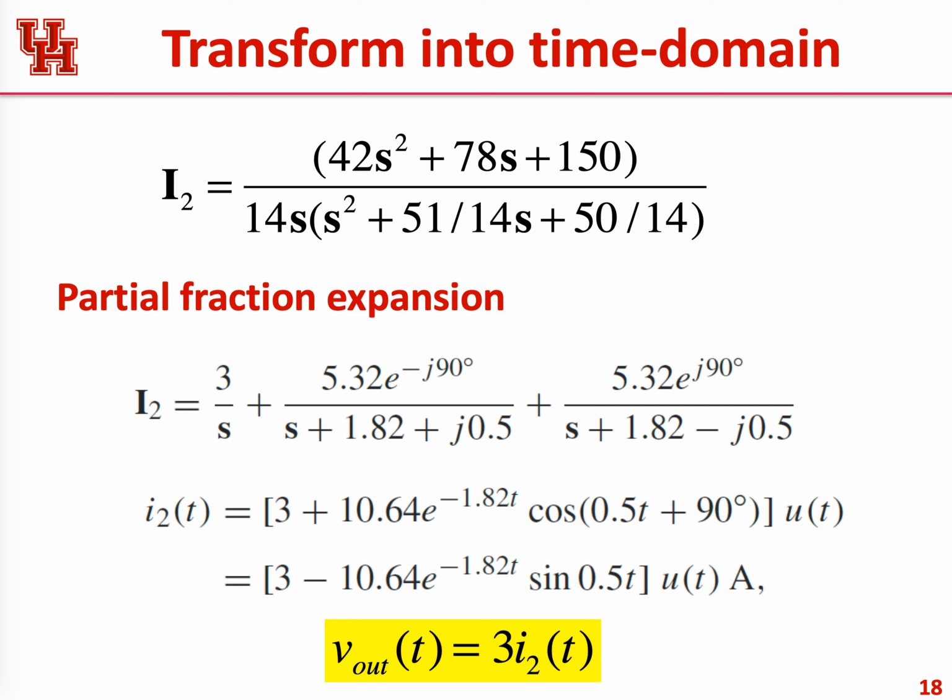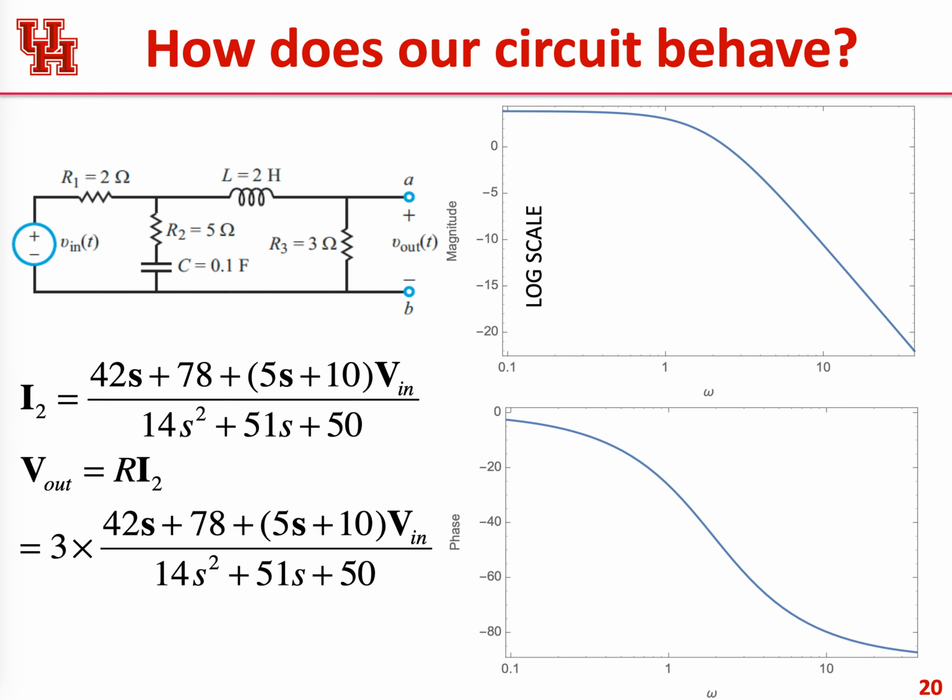So basically this is 3 times (42s squared plus 78s plus 150) divided by 14s times (s squared plus 51s divided by 14 plus 50 divided by 14). So what we can now do is start to think about what happens at very low frequencies and at very high frequencies.